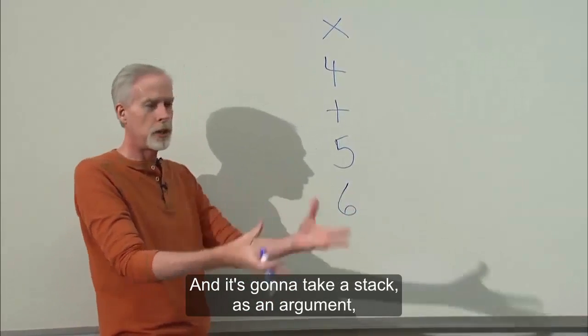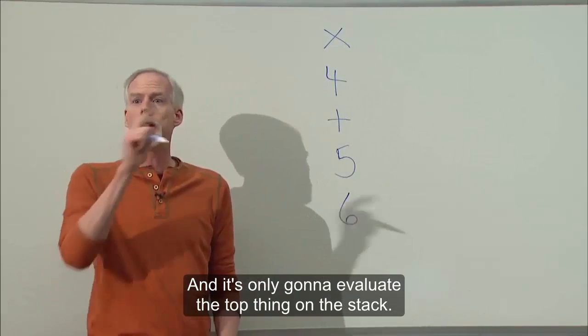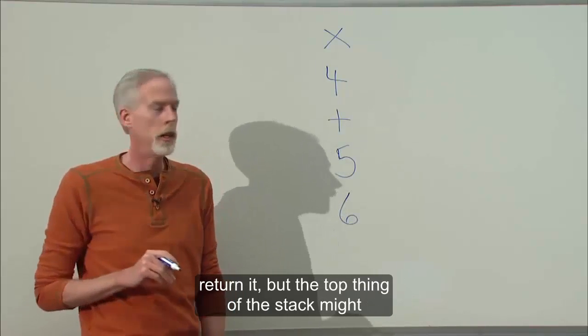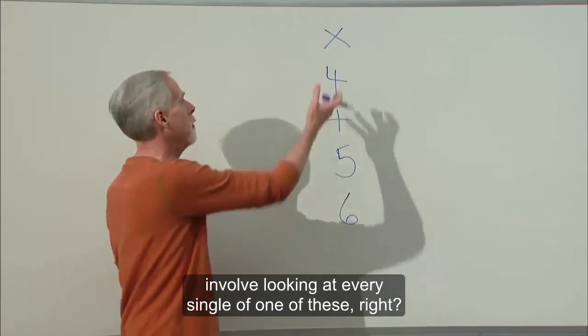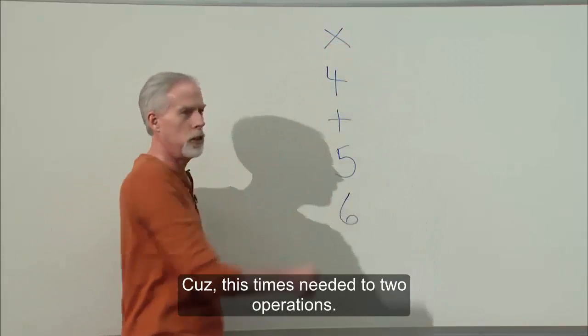And it's going to take a stack as an argument, a stack of things to evaluate, and it's only going to evaluate the top thing on the stack. That's it. It's just going to evaluate the top thing on the stack and return it. But the top thing on the stack might involve looking at every single one of these, right? Because this times needs its 2 operations.